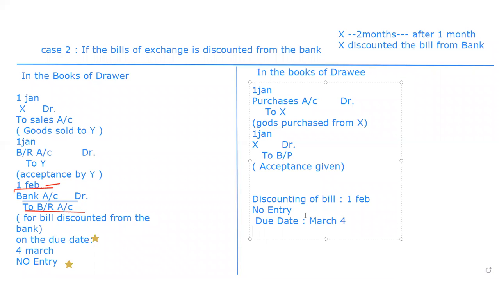the entry will become, at the time of payment, bills payable account debit, because bills payable is written off now, it is to be paid, debit to bank account. In this way, this entry is to be passed on the due date for the payment of BP.